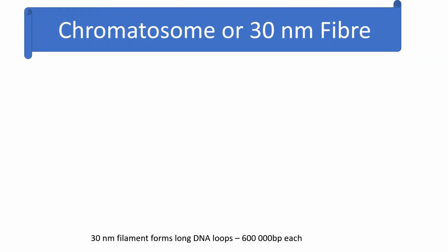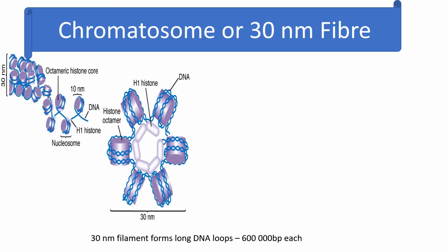The next step is the formation of a 30 nanometer fiber. This 30 nanometer fiber is formed with the help of the H1 histone protein. The H1 protein consists of 2 active sites. One end binds to the core DNA, the other end binds to the linker DNA, and then it pulls these 2 regions together. This results in the overlapping of the nucleosome-like structures.